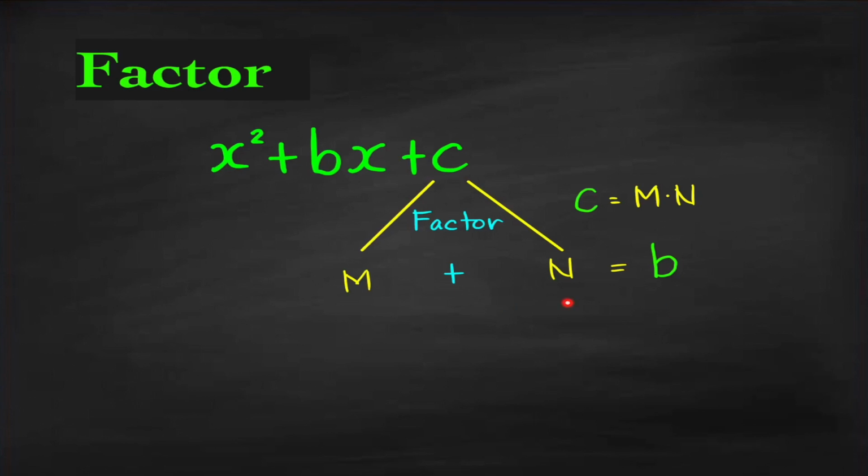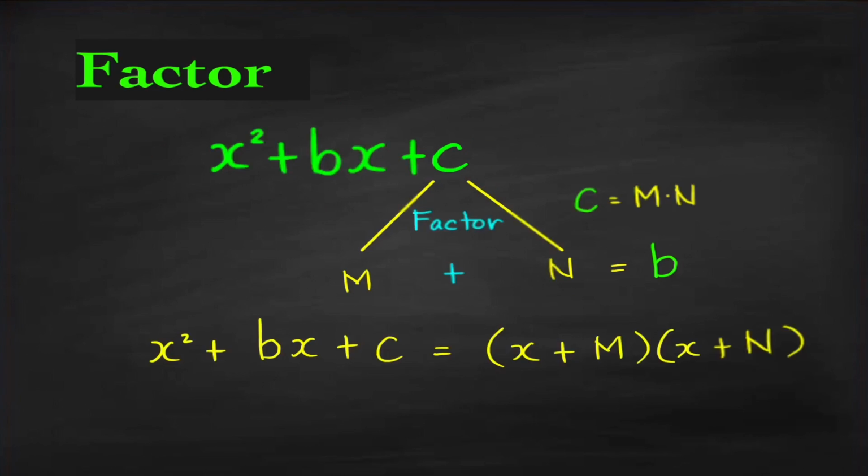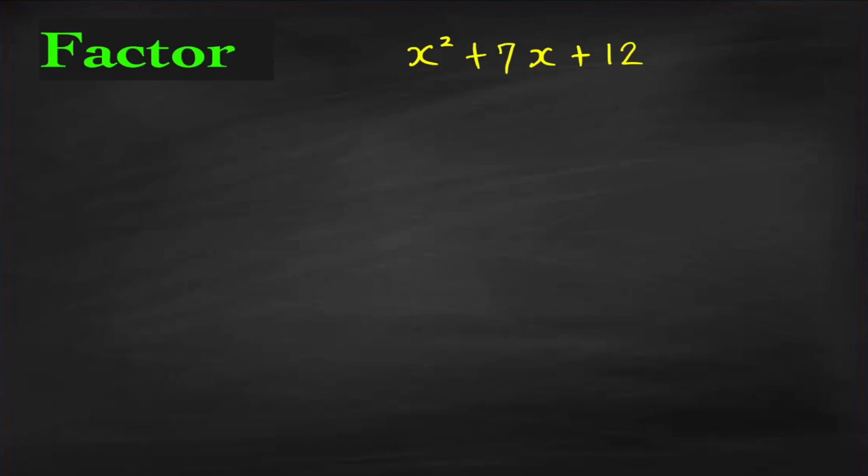And if you're successful in finding these factors m and n, you can write this as a product of two factors, and the two factors are x plus m and x plus n. And you may check your answer that if you expand this product, you'll get x squared plus bx plus c. Let's look at this example. You have x squared plus 7x plus 12.